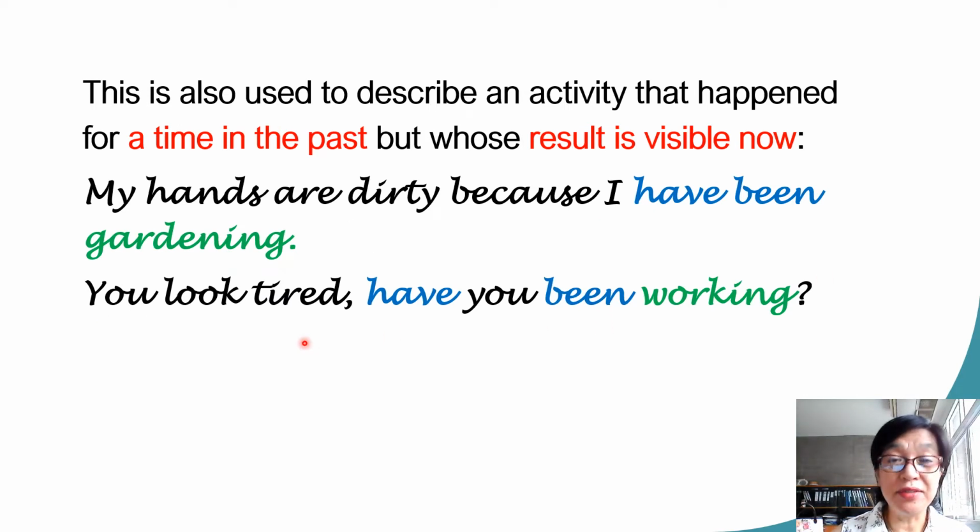This is also used to describe an activity that happened for a time in the past, but whose result is visible now. For example, my hands are dirty because I have been gardening. What is the result? The hands being dirty. What was the action? Gardening.